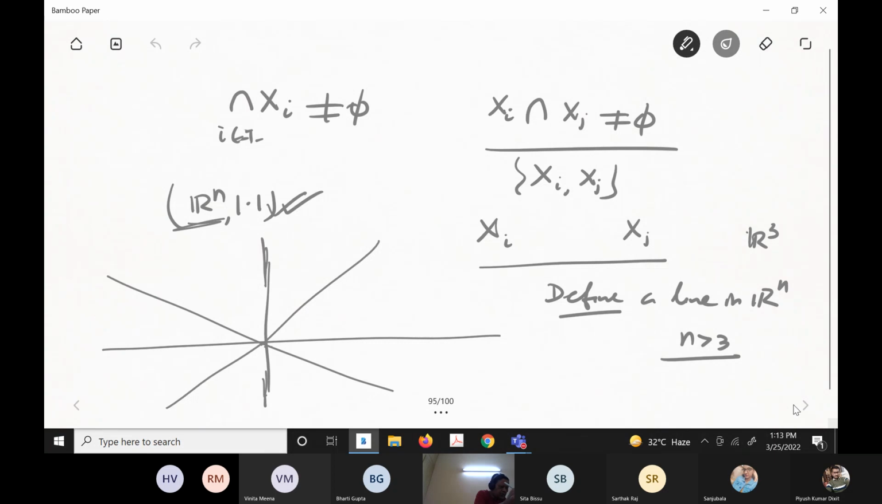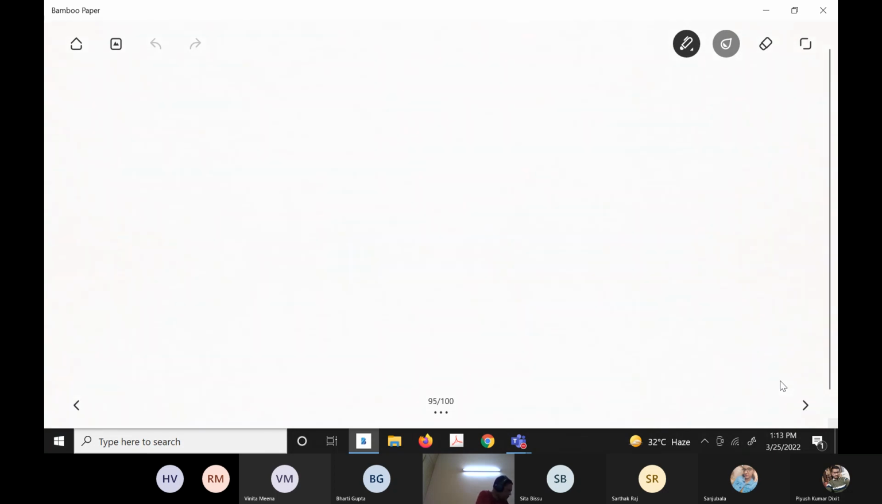Now look, corollary 4. This is again a special case of that. This is a bit tricky. Suppose for each pair of points, you have a subset of X which is connected in X.